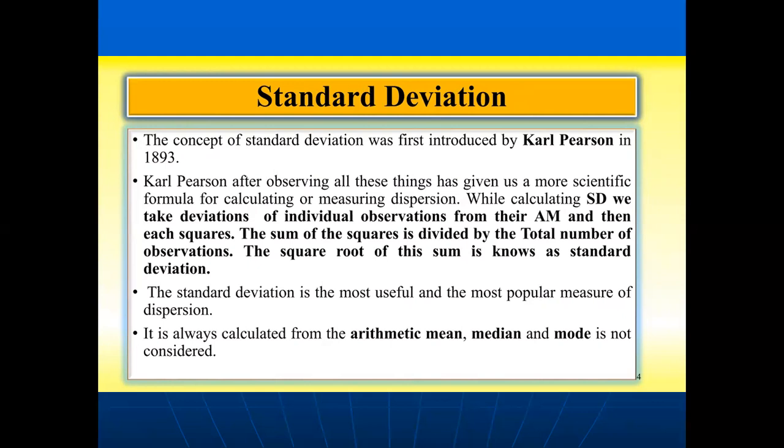So standard deviation is nothing but the deviations taken from the arithmetic mean and squared, the sum of these squares is divided by the total number of observations, and the square root of this is known as the standard deviation. Standard deviation is the most widely and most popularly used measure of dispersion, and it can be calculated from the arithmetic mean, median or mode, but to a very large extent we calculate standard deviation from the arithmetic mean.